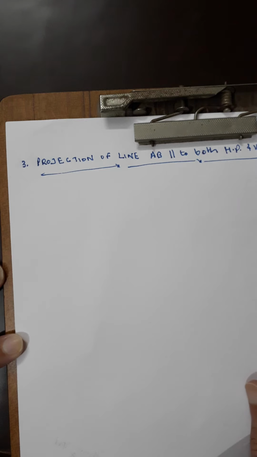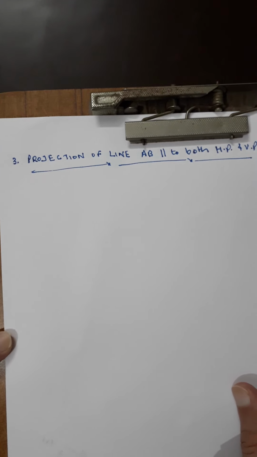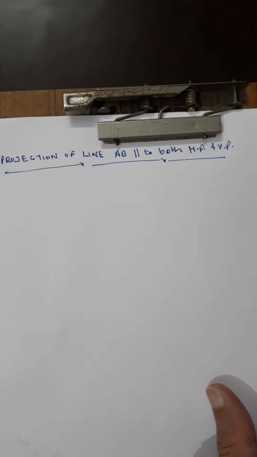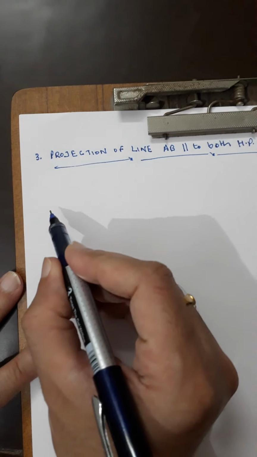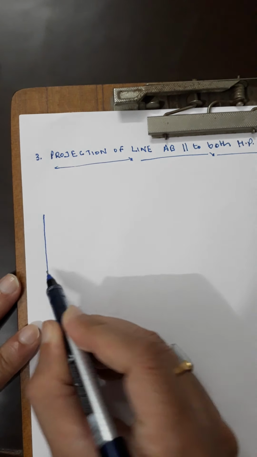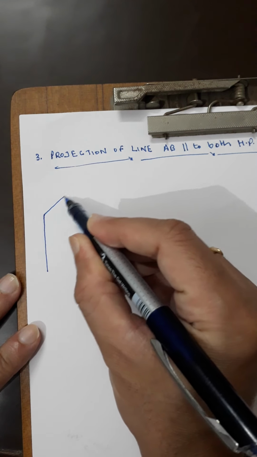Hello students. In this lecture, I will discuss the projection of the line, say AB, parallel to both HP and VP. So the line is parallel to both HP and VP. First, I will draw the pictorial view of this.